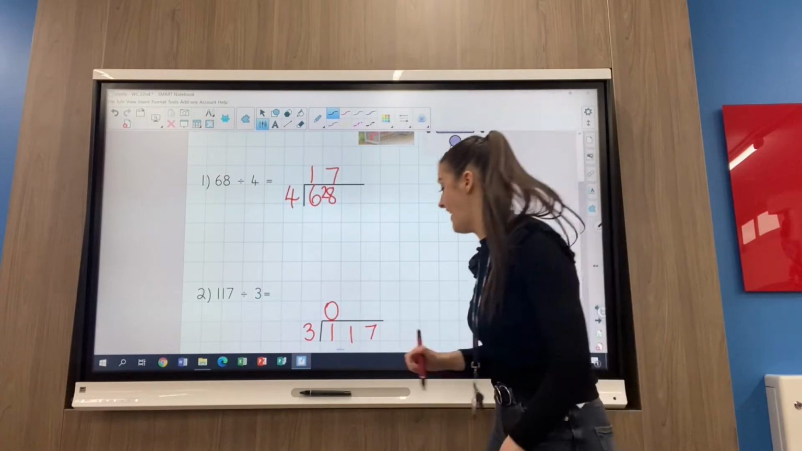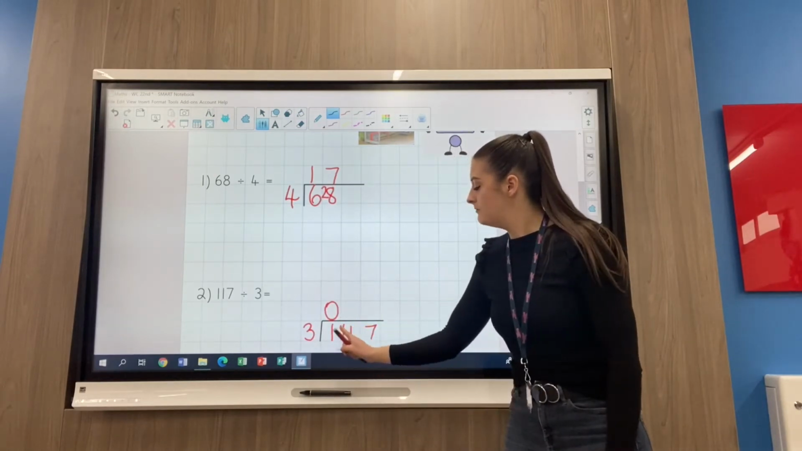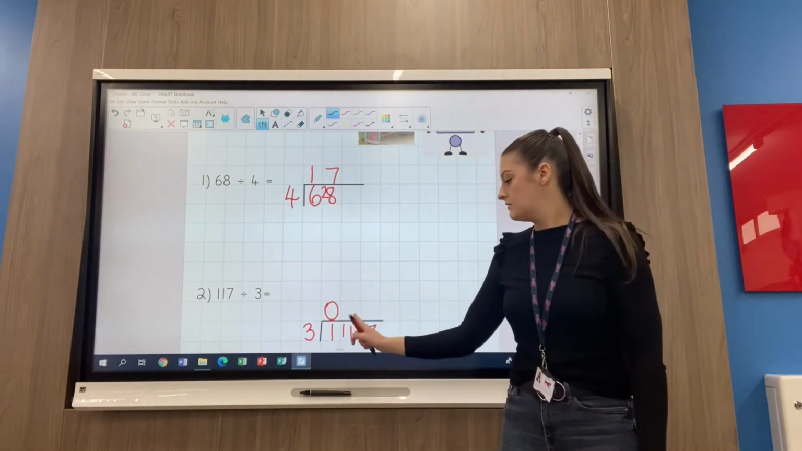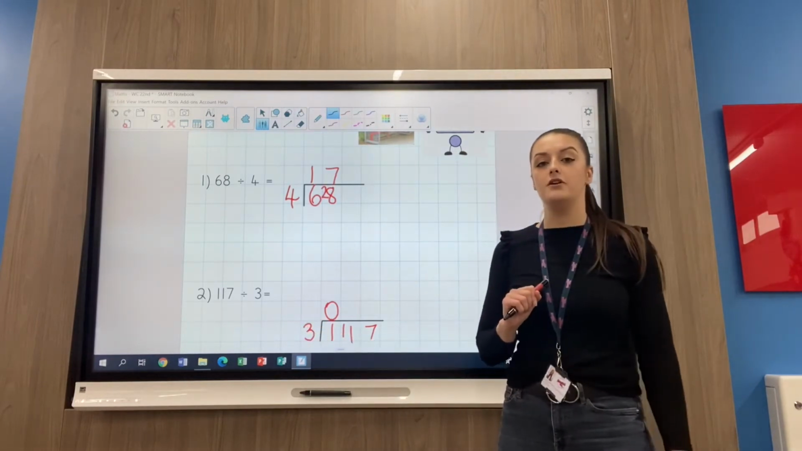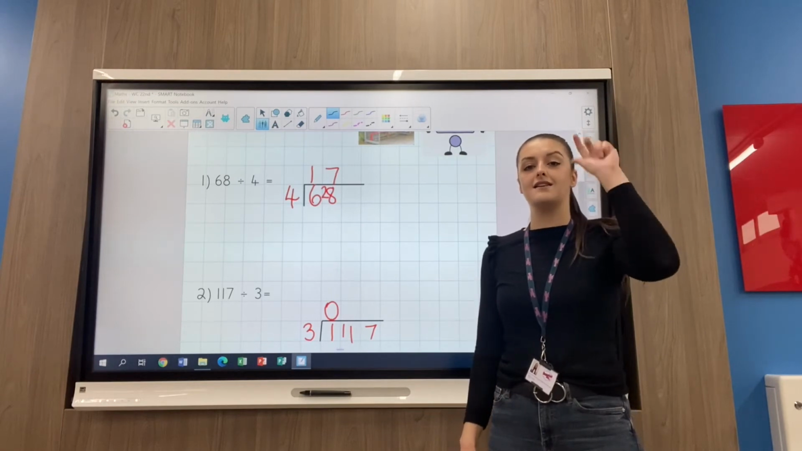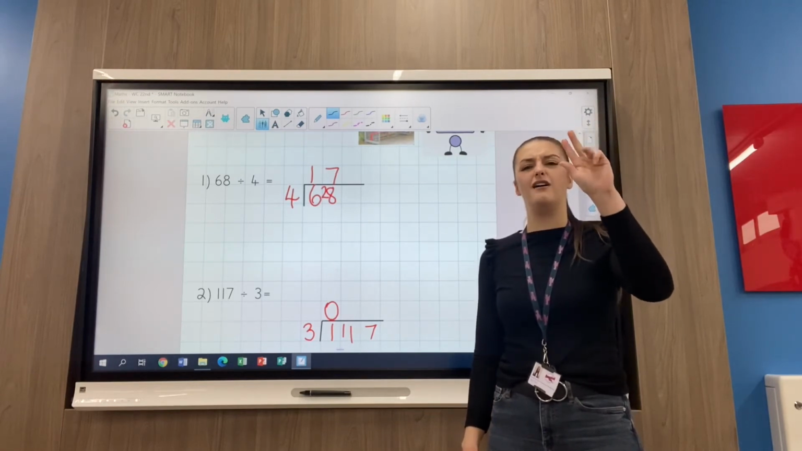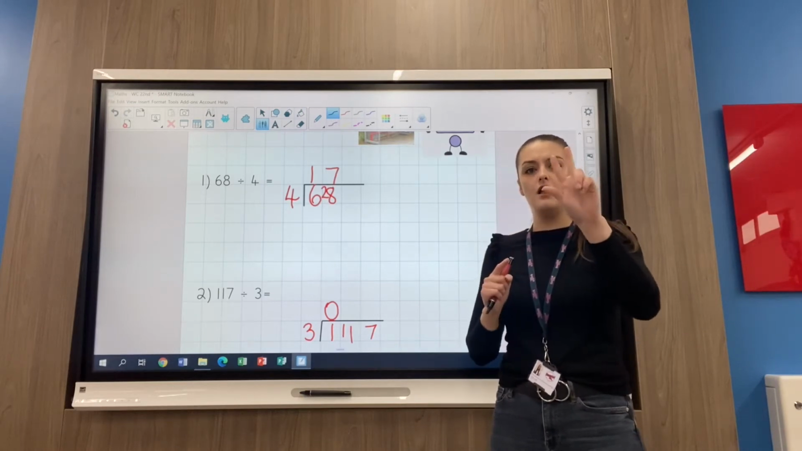We carry them. So I'm going to carry them to the next digit. What has that number there become now? It's number 11. So now we're going to see how many 3s fit into 11. Are you ready? Let's count in our 3s. 3, 6, 9, 12. That's one too many. So I could only fit 3, 6, 9, 3 3s.